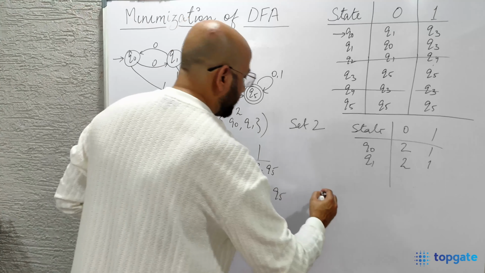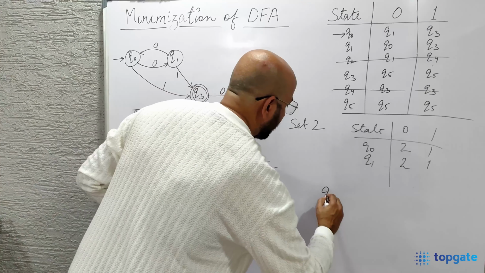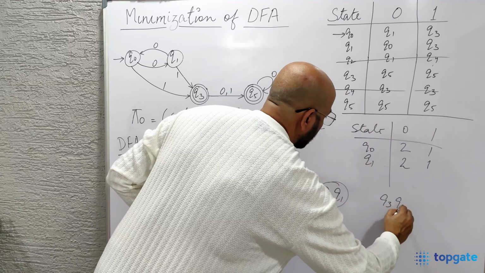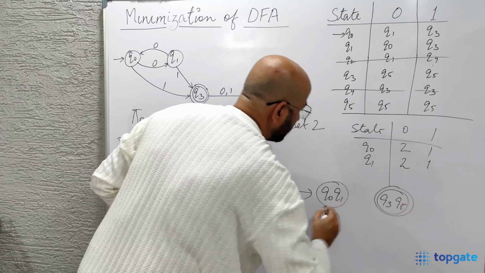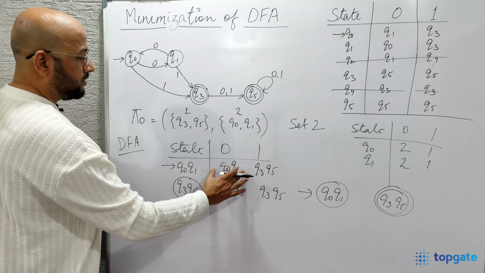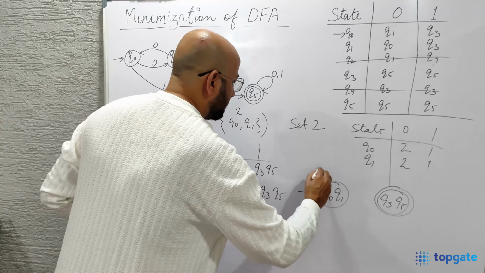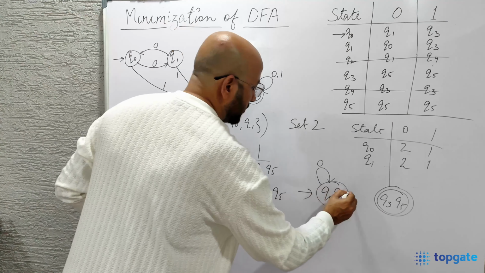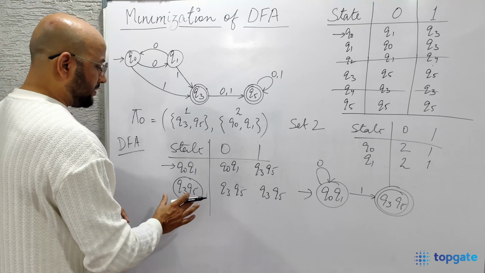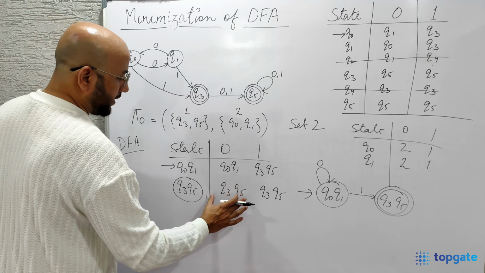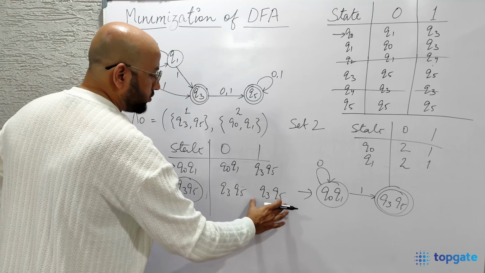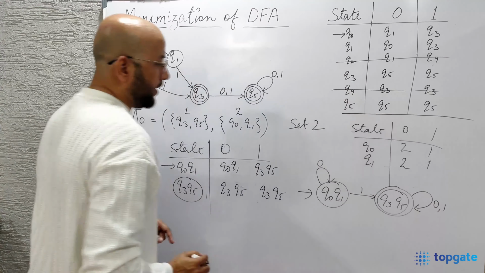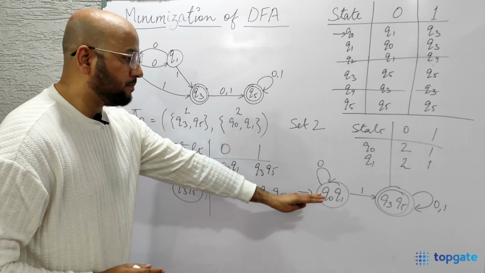Now let's make the transition diagram for this one. I have only two states. I will draw these two states, Q0, Q1 and Q3, Q5, which is my final state. On Q0, Q1, I have a self loop of 0, and with 1, I can go on to Q3, Q5. Similarly, Q3, Q5 moves to itself with 0, and with 1 it also moves to itself. So here I have a self loop of 0, 1. So this is my final minimized DFA.